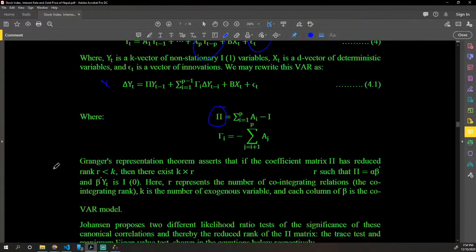The Granger representation theorem asserts that if the coefficient matrix has reduced rank r less than k, then there exist k by r matrices alpha and beta such that the matrix equals alpha times beta prime. Here r represents the number of co-integrating relationships, k is the number of endogenous variables, and each column of beta is a co-integrating vector.